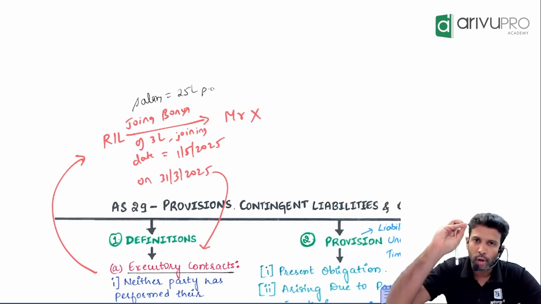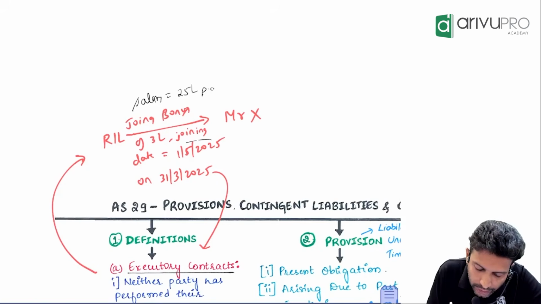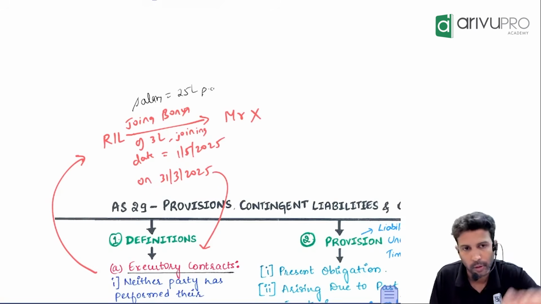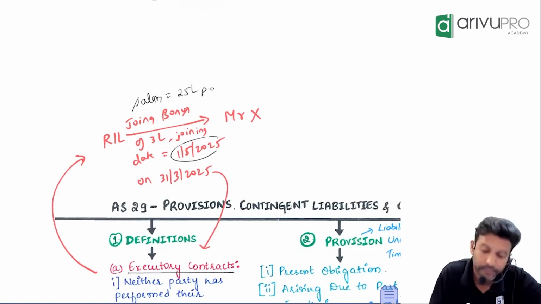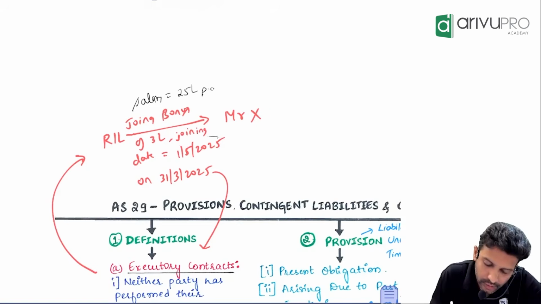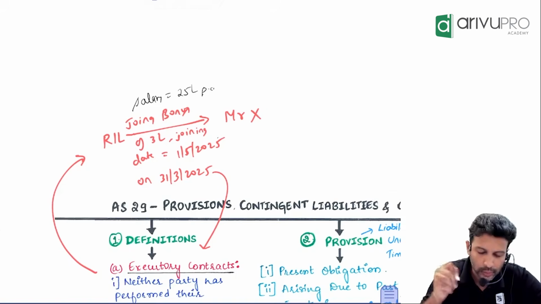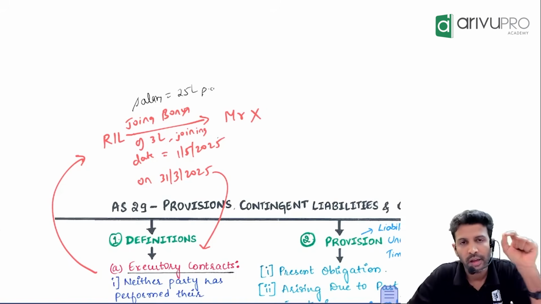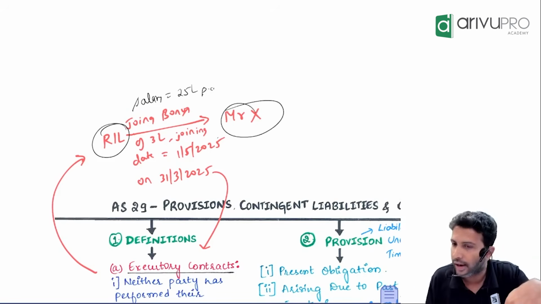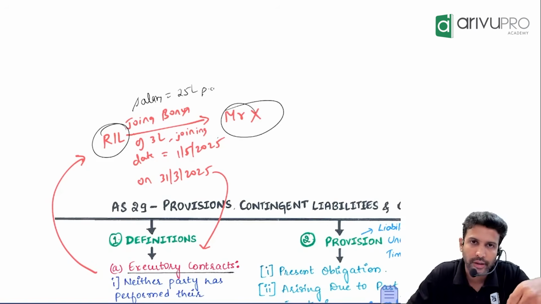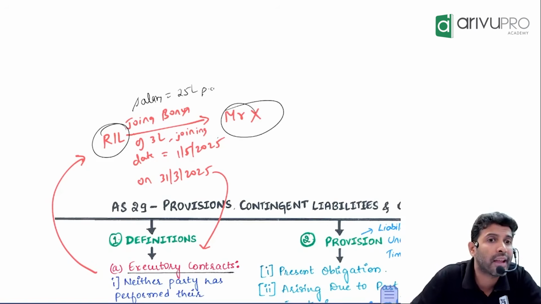Now, Mr. X and Reliance have agreed all these terms on what date? 31st March 2025. On 31st March, the employment agreement is signed, but the joining date is 1st May. Agreement is signed on 31st March, but joining date is 1 month later. Now, this is an executory contract. How? Who are the parties in the contract? X and Reliance. Executory contracts are those contracts where parties have not performed their obligation.